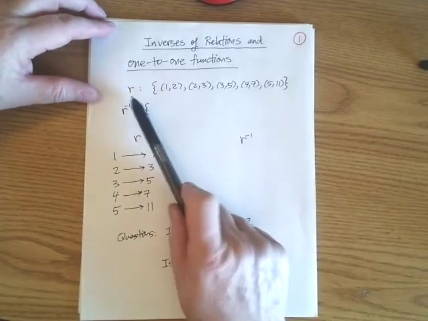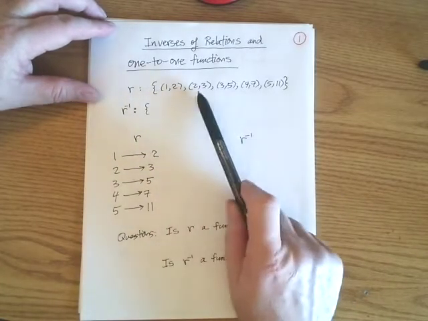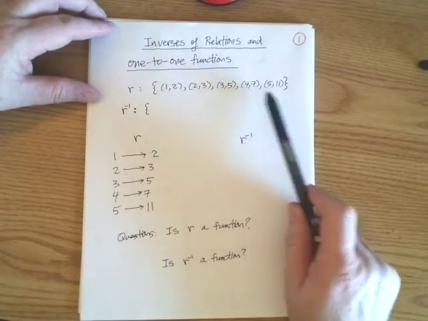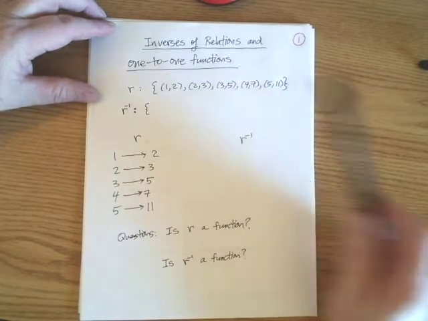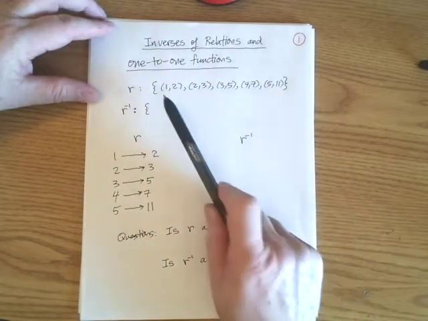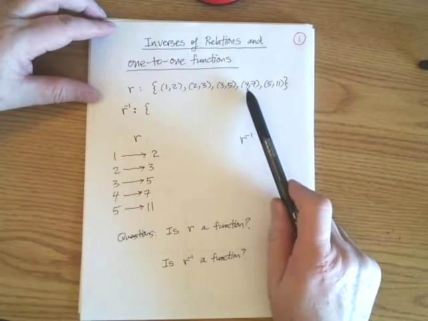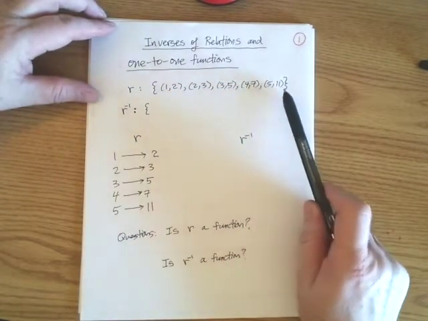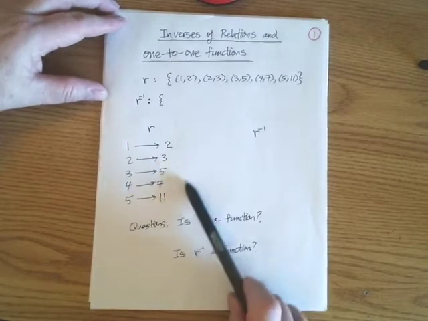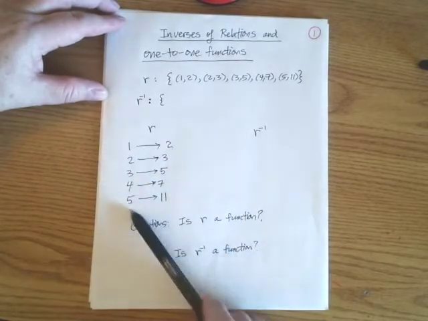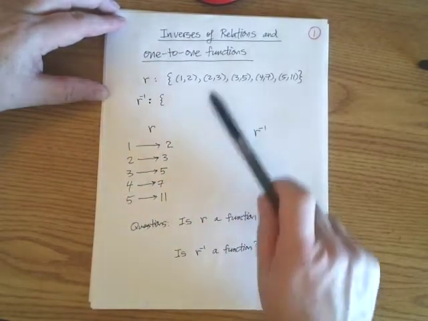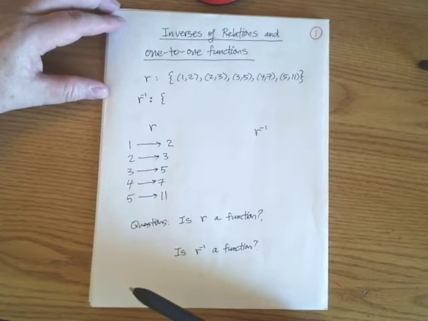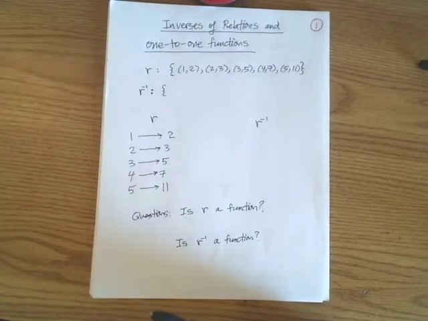So here's our relation here: (1, 2), (2, 3), (3, 5), (4, 7), (5, 11). The domain of R is what? 1, 2, 3, 4, 5. The range is 2, 3, 5, 7, 11. I've written that as an arrow diagram down here. This is relaying exactly the same information as that set of ordered pairs.